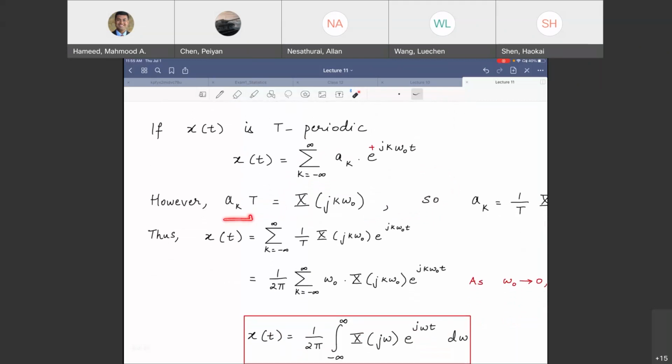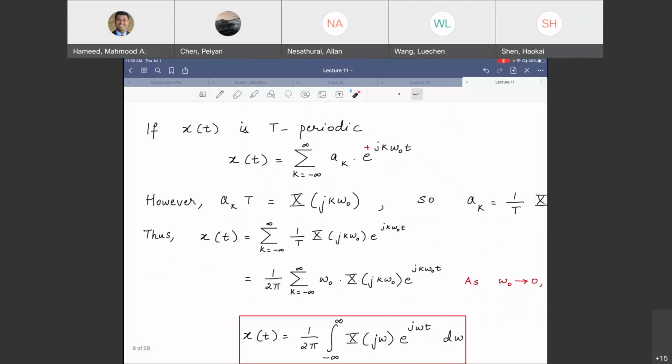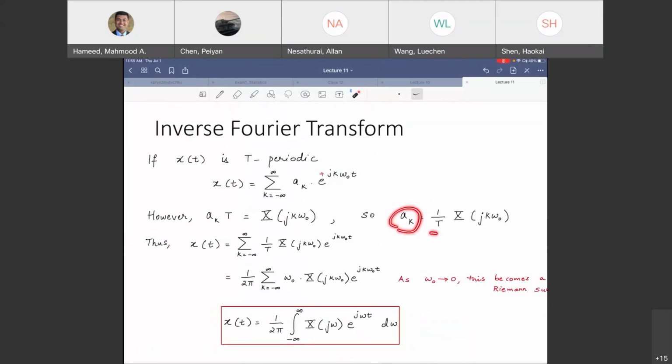A_k multiplied by T is the Fourier transform of a signal, but with omega evaluated at k omega naught. So you can say that as X of j k omega naught. Instead of saying X of j omega, you're saying k omega naught instead of omega. So what would be A_k? A_k would be 1 over T times the Fourier transform of the signal evaluated at k omega naught. Not evaluated at jk, evaluated at k omega naught. Instead of omega, you have k omega naught.